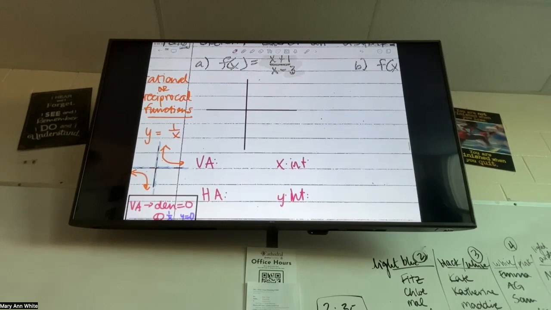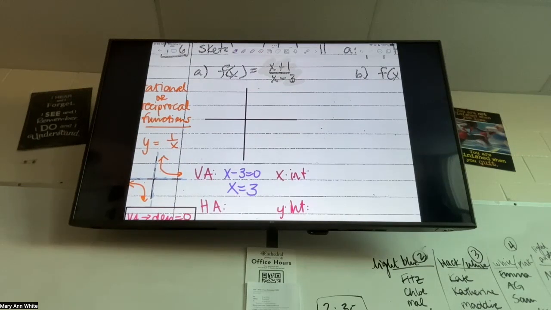My VA, remember we set our denominator equal to 0, so I'm going to set x minus 3 equal to 0. So my VA is x equals 3. I'm going to find everything first and then graph everything. Is that okay? So we're going to find all of our pieces and then we will go graph them. So x equals 3.